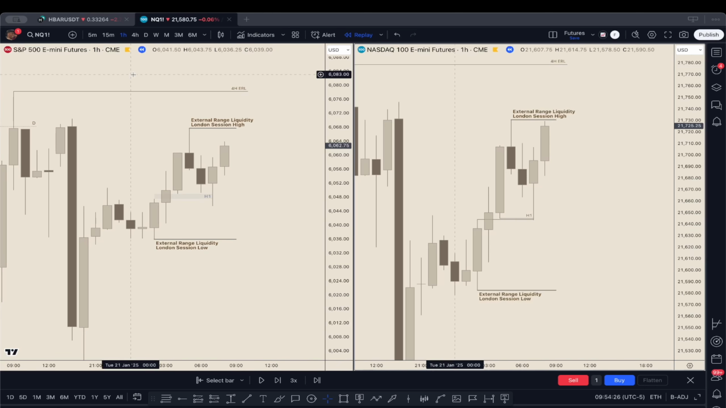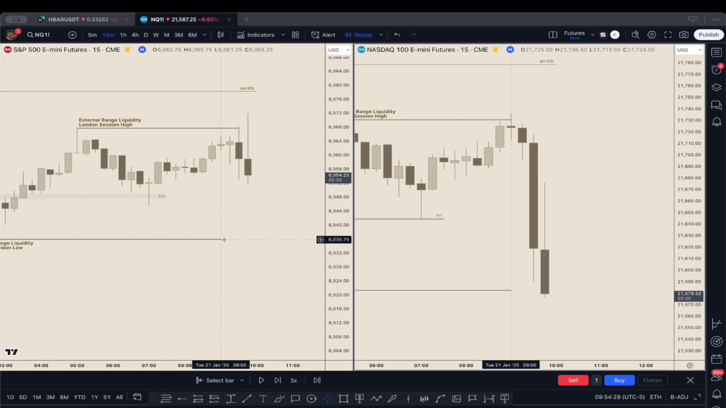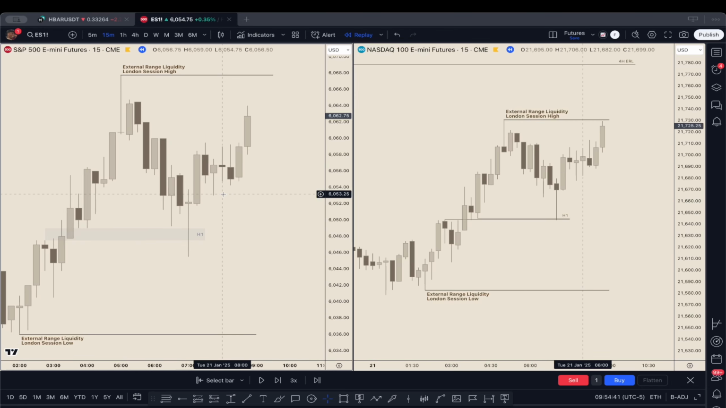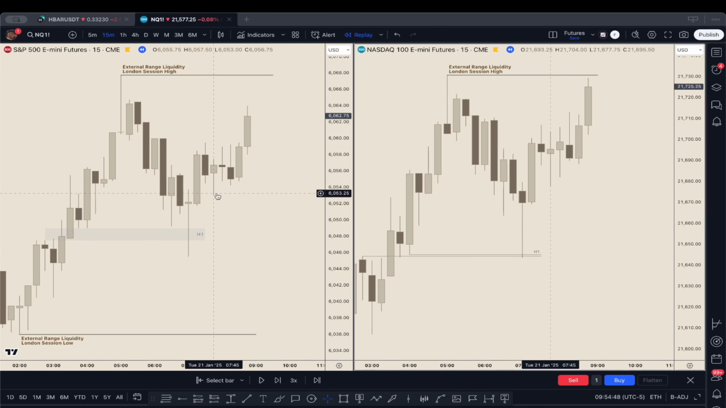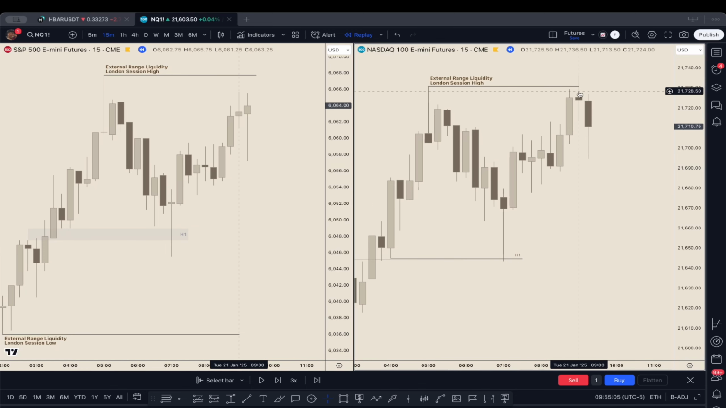And if I drop down, I'm just going to drop down to the 15-minute and show you what happens. We'll back this up. So dropping down to the 15-minute, you can see how price is reacting off of this 1 hour level on both markets. I mean, look at this long wick pushing price back up to the upside towards the target. But if I hit the play button, watch what happens. Nasdaq takes out the external liquidity at this London session high, whereas the S&P does not.